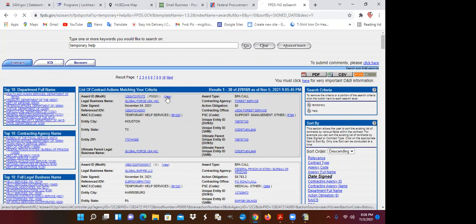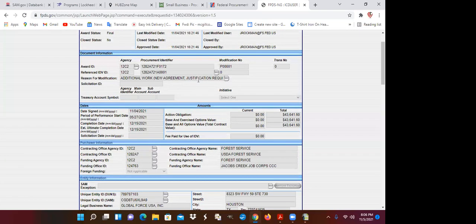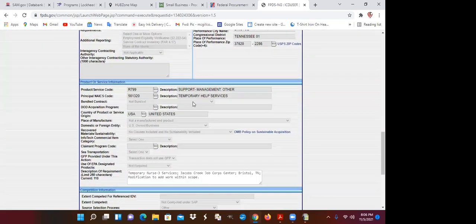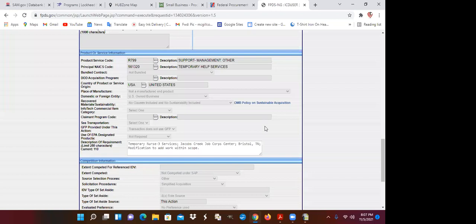But so let's click view here and look at this particular contract. Additional work, new agreement, justification required. Okay. So this particular contract was for temporary nursing, nurse 3 services. So Jacob Creek Job Corps Center up in Bristol, Tennessee. Modification to add work within scope. Okay, so that's potential to actually add more work within that scope.